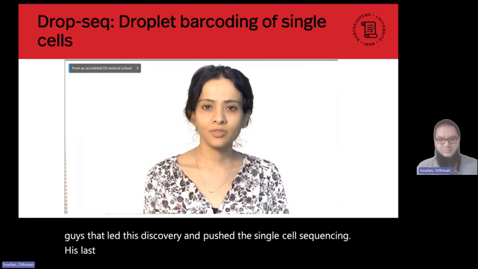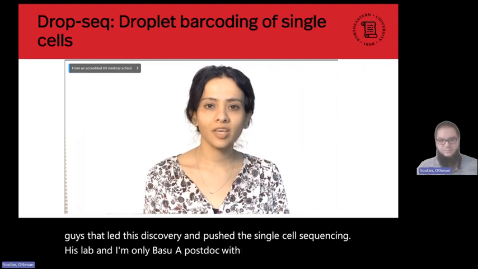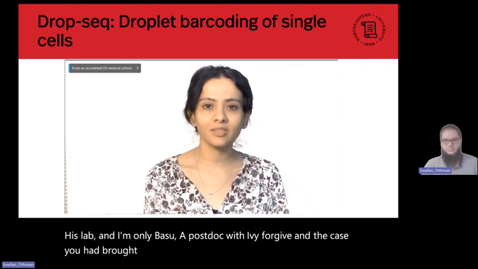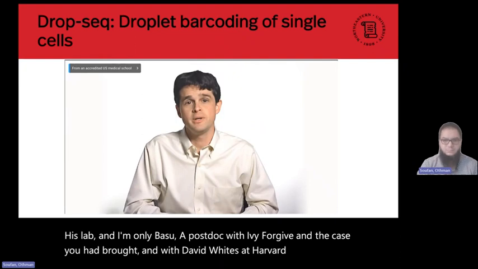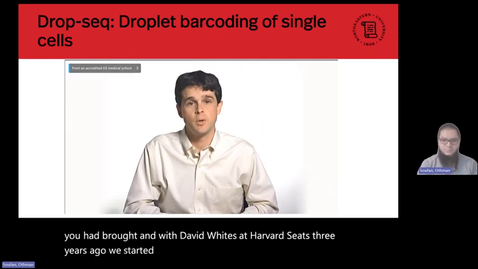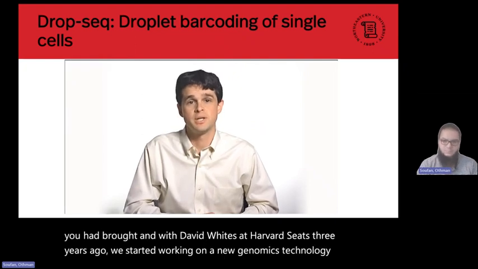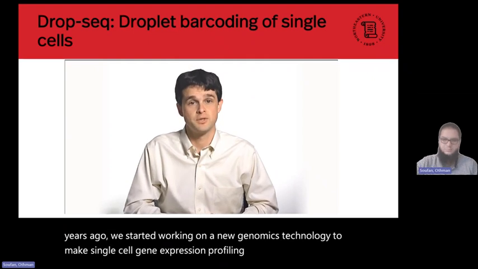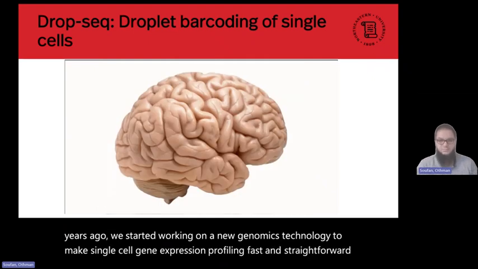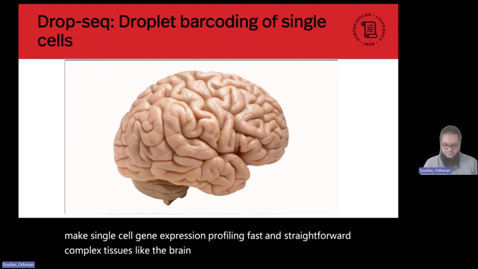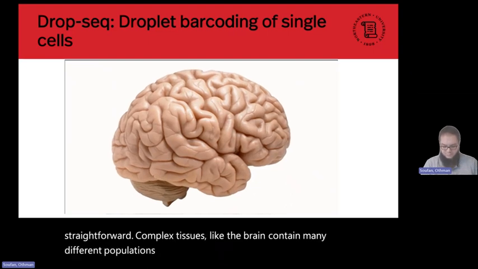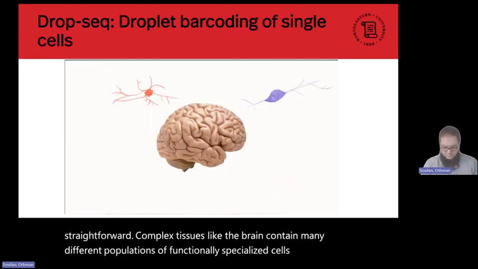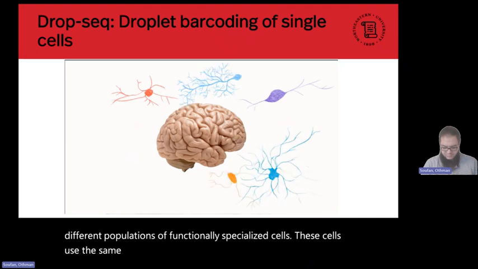And I'm Oni Basu, a postdoc with Aviv Regev and the KCU at Broad, and with David Weitz at Harvard SEAS. 3 years ago, we started working on a new genomics technology to make single-cell gene expression profiling fast and straightforward. Complex tissues, like the brain, contain many different populations of functionally specialized cells. These cells use the same genome in different ways.